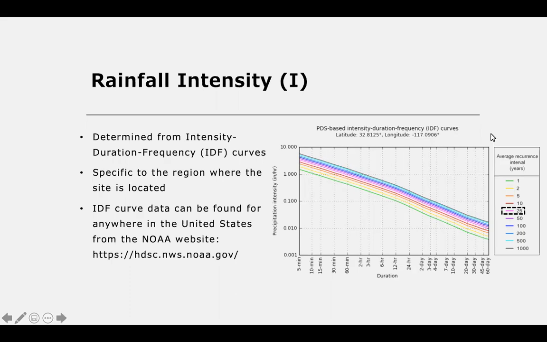So let's suppose that we're looking at a 25-year storm with a duration of 60 minutes. We would read off the graph here and find that the rainfall intensity for a 25-year storm with a duration of 60 minutes is equal to 1 inch per hour. So that would be the value of I that we could use in the equation if this was our design storm and this was our duration.